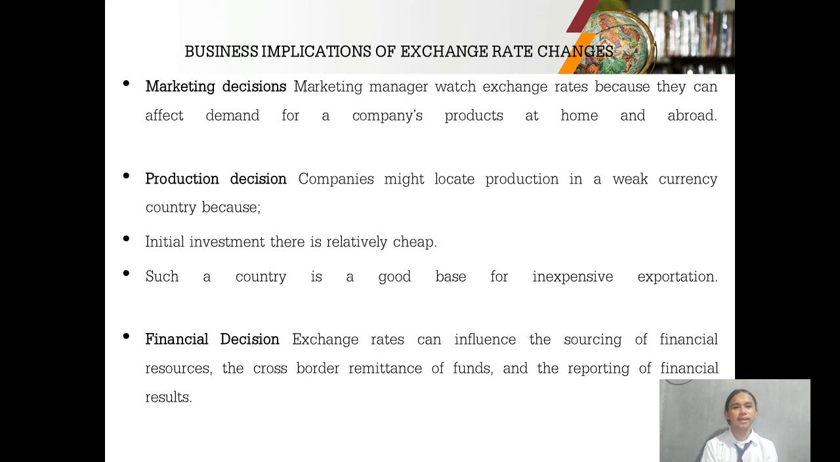Financial decision. Exchange rate can influence sourcing of financial resources, the cross-border remittance of funds, and the reporting of financial results. In this area, a company might be tempted to borrow money where interest rates are lowest. In deciding about cross-border financial flows, a company would want to convert local currency into home country currency when exchange rates are most favorable so that it can maximize its return. However, countries with weak currency often have currency control, making it difficult for multinational enterprises to do so. Finally, exchange rate changes can influence the reporting of financial results.